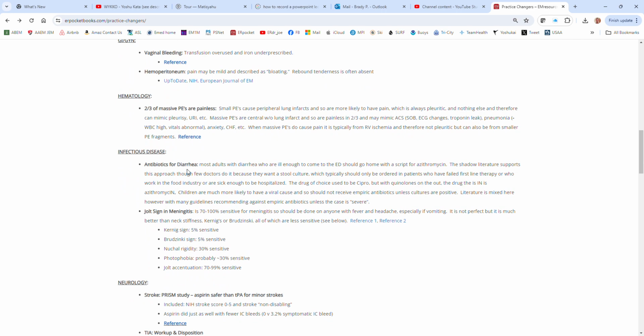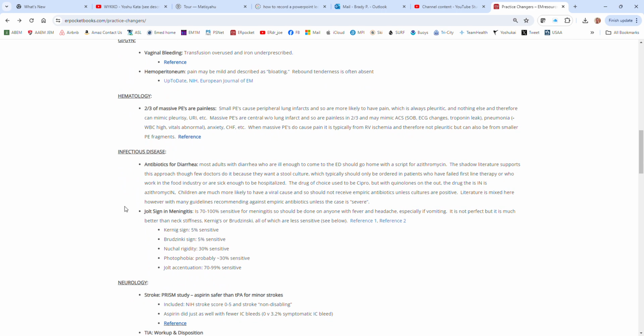Infectious disease, antibiotics for diarrhea. I know a lot of people do not use antibiotics for diarrhea, but most of the people who are sick enough to come to the ER with diarrhea have at least one or more of the red flags where the study actually shows, regardless of culture results, that they do better. Looks like I don't have a link to the study though.